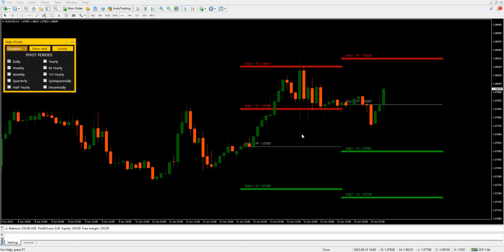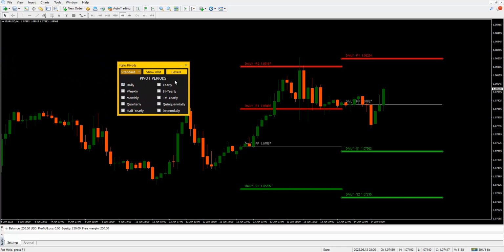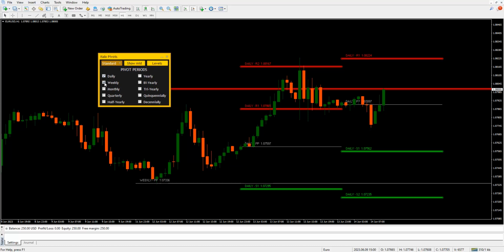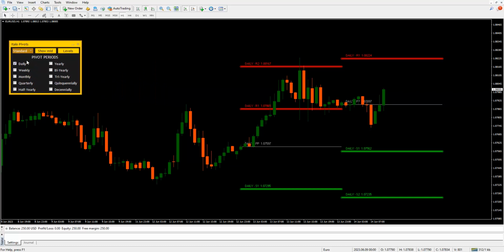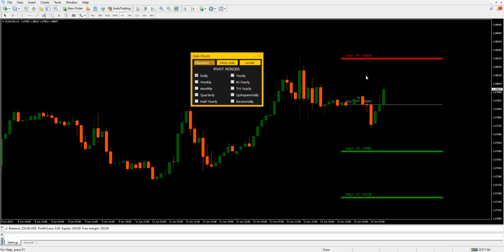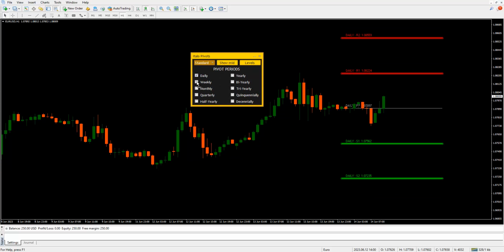Now Italo Pivots is easier to trade since now we have a super panel where you can click on the pivot period you want and then it will appear on chart. Take a look. Now you can easily put the daily pivot point here on chart, and weekly at the same time.